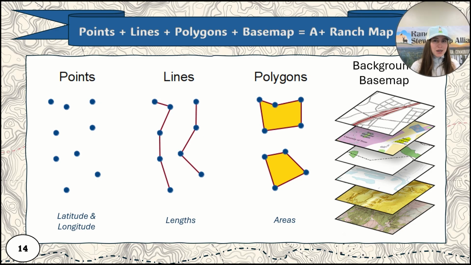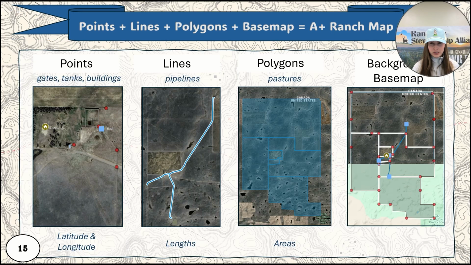So we talked about this a bit in Series 1, but we often use points, lines, and polygons to represent features that we see on the ground. And depending on what you're trying to represent, this will determine whether you use a point, line, or polygon. And background base maps help you to navigate and orient yourself when you're making your maps. And satellite imagery, I believe, can be one of the most useful base maps when creating your ranch maps because you can actually see what's on the ground. And it acts as a really good reference point. So I'm going to give some examples of how I use points, lines, and polygons.